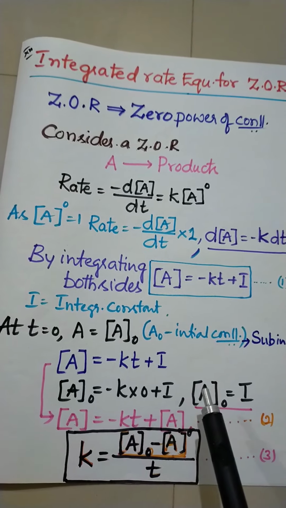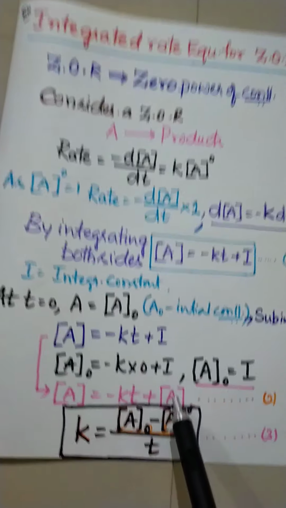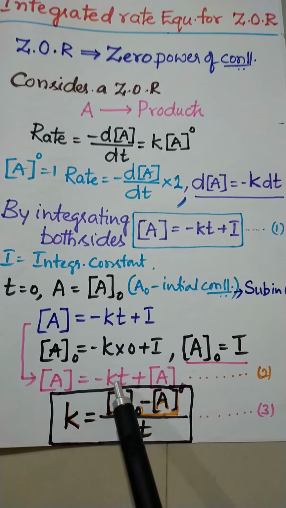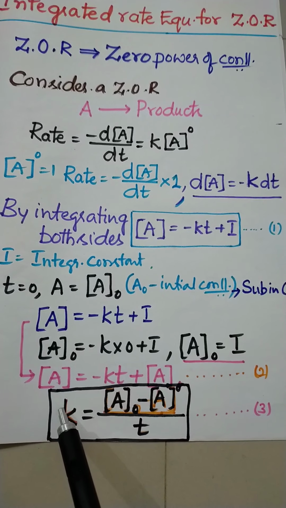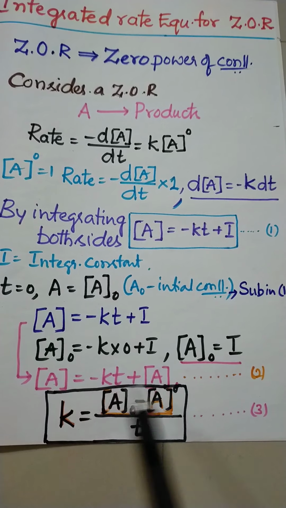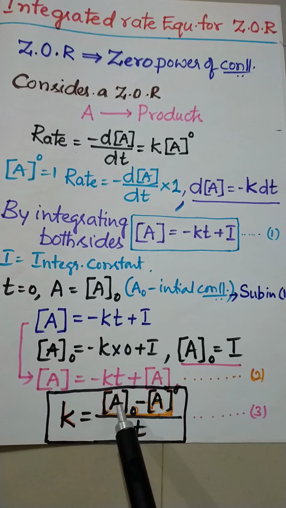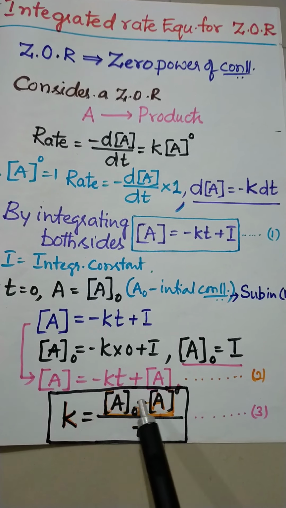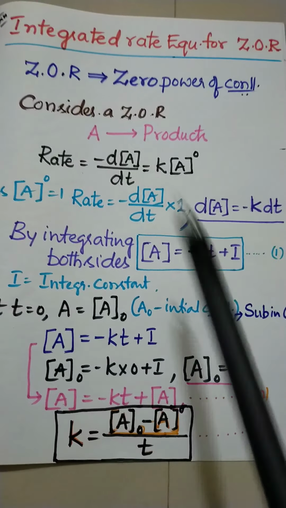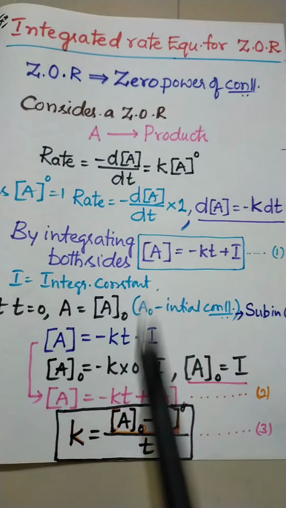Instead of I, substitute A naught in equation 1. Then just rearrange, shift this term to this side, and A to the other side. By general simplification, k is equal to A naught, that's initial concentration, minus final concentration A, divided by t. So this is the integrated rate equation for the zero order reaction.